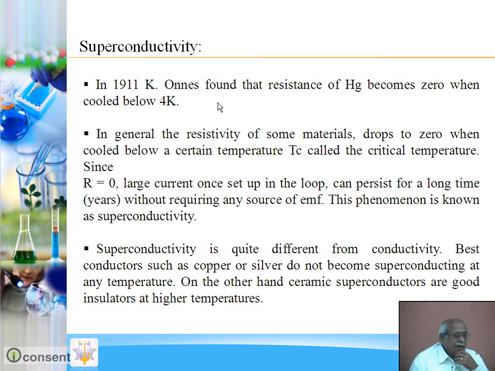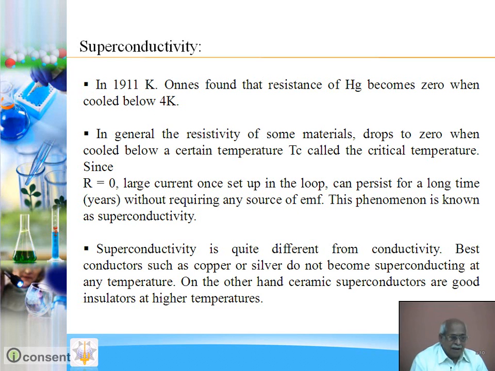In general, for most materials, resistance decreases when temperature is decreased. Resistance not only decreases, but resistance becomes absolutely zero, clean zero, not nearly zero. In some books it is called nearly zero, it is not correct. So for many materials, resistance becomes zero, precisely zero, when cooled below a certain temperature Tc. This Tc is called critical temperature.